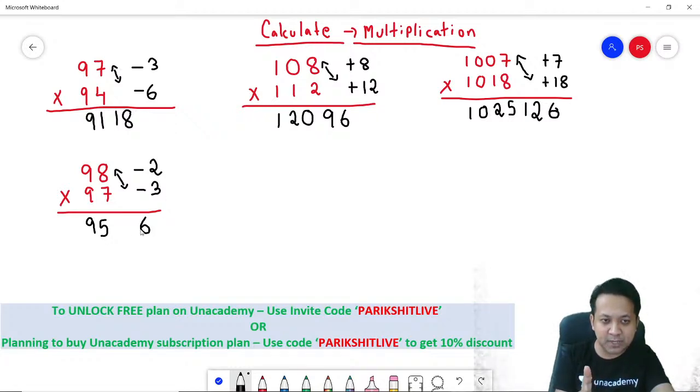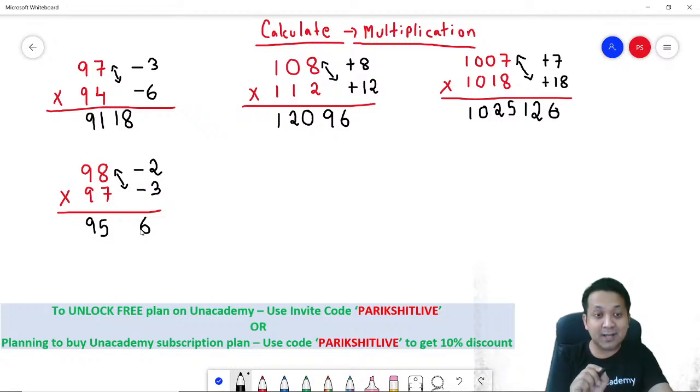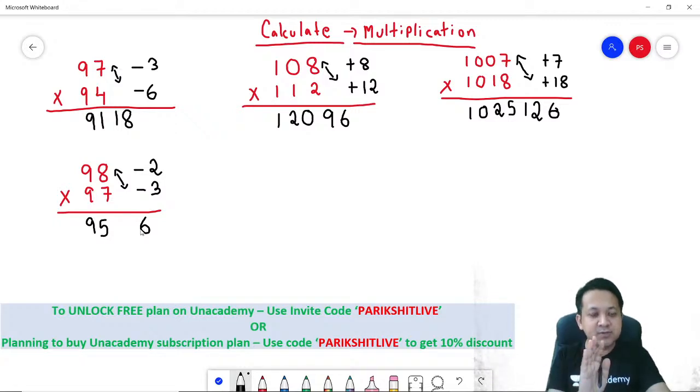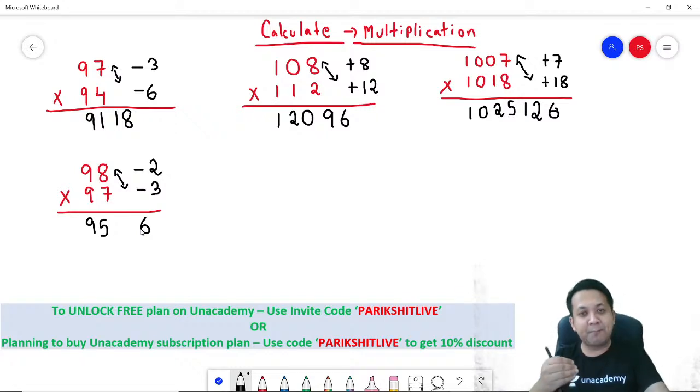Now here you've got to be a bit careful. Remember, you are comparing with 100. How many zeros does 100 have? 100 has got 2 zeros. Now, because 100 has got 2 zeros, the product that you get in the last step should have 2 digits. Again, I repeat, you see with what number you are comparing. You are comparing it with 100. Because you are comparing with 100, how many zeros does 100 have? 2 zeros.